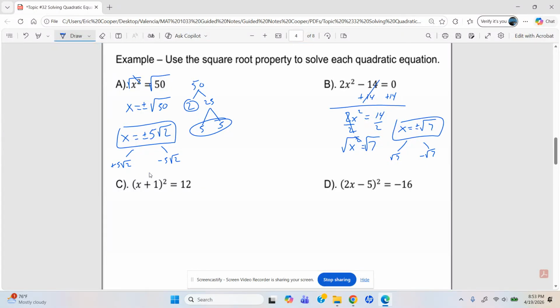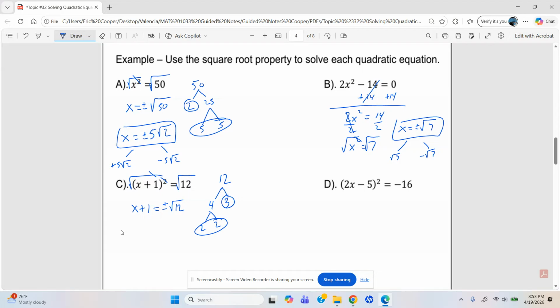Now in this problem, we have the entire binomial wrapped around the squared, so we have to get rid of the squared first. So we're going to undo it by square rooting. We remember that when we square root a squared, it cancels out and leaves us with the inside. So this is now x plus 1. And this will be plus or minus the square root of 12. And again, we're going to see, can we break down 12? 12 will become 4 and 3, and 4 becomes 2 and 2.